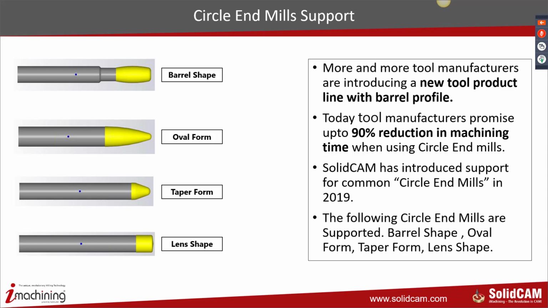Tool manufacturers are claiming that it can reduce machining time by up to 90%. And we have introduced support for the common circle end mills in 2019, with the circle shape and lens shape. Now we also have got some special tilting mechanism which I'm going to come to next. These tools, when used in conjunction with the right tilting, can actually reduce your cutting time.